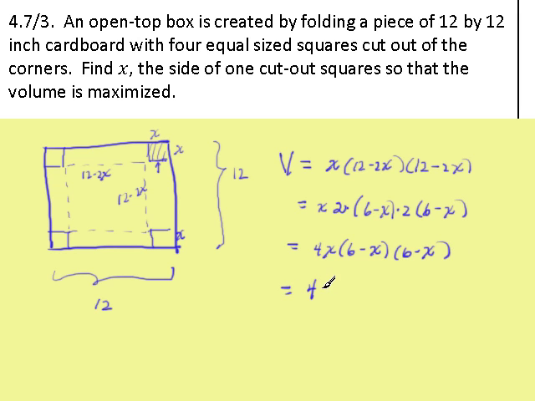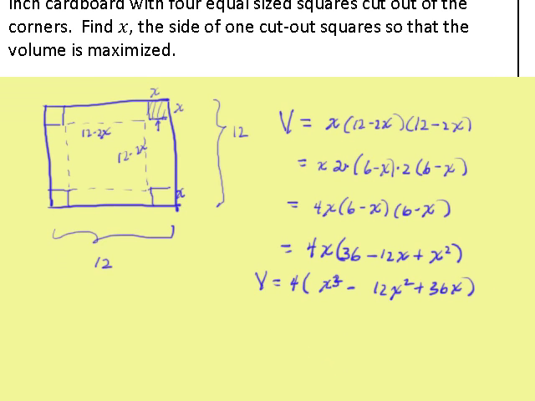Now let's multiply out the 6 minus x times 6 minus x, and so we have 36 minus 12x plus x squared. All right, so V is equal to 4 times x times that, and multiplying through by x, I have x cubed minus 12x squared plus 36x. All right, we're ready to take the derivative.